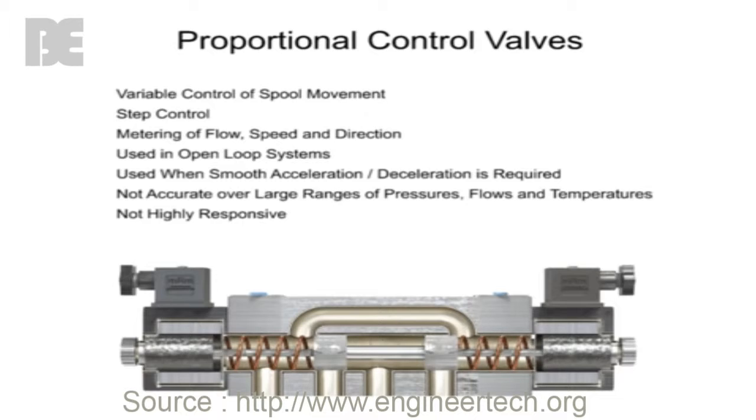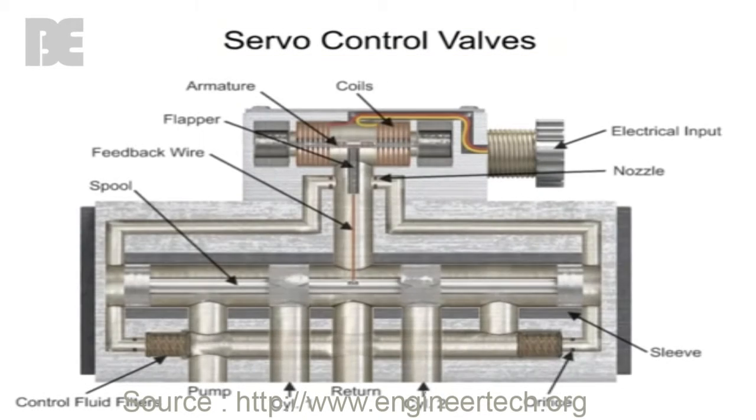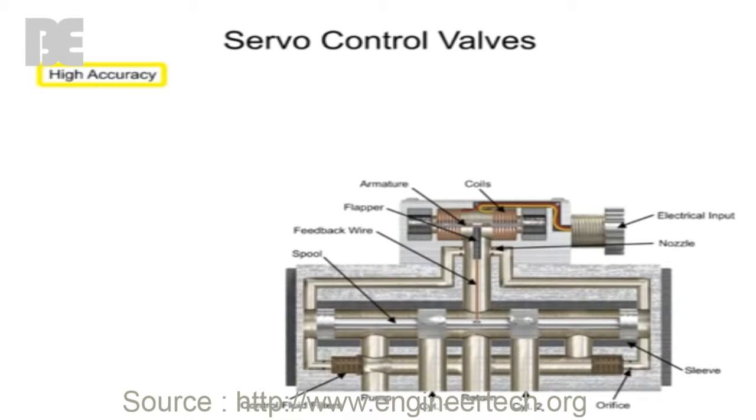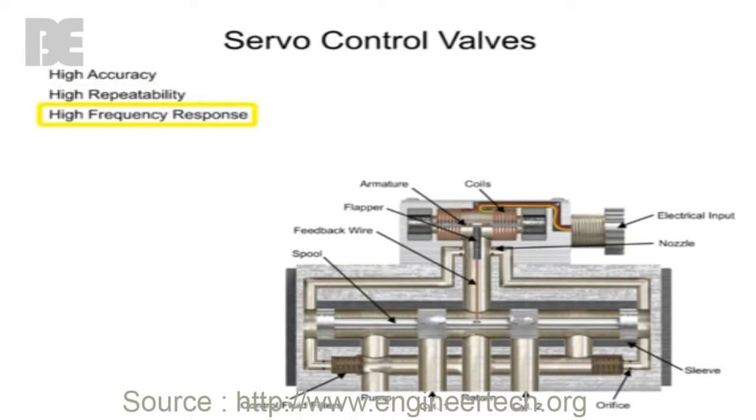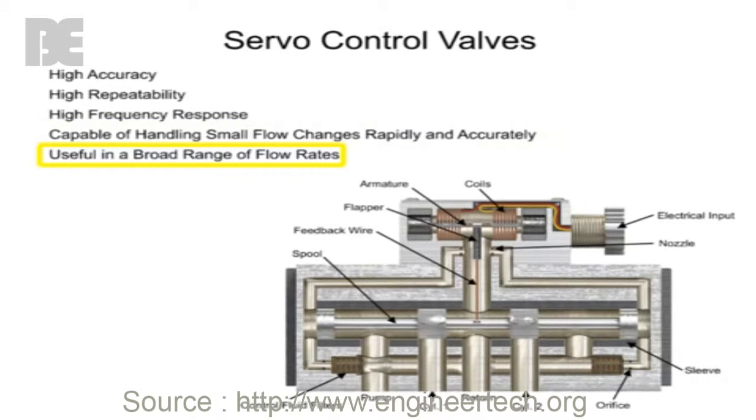The third type of hydraulic directional control technology is called the servo valve. First developed in the 1940s, the servo valves operate with very high accuracy, repeatability, and high-frequency response. Servo valves are highly responsive and capable of handling minuscule flow changes both rapidly and accurately over a broad range of flow rates, but at an extra cost.